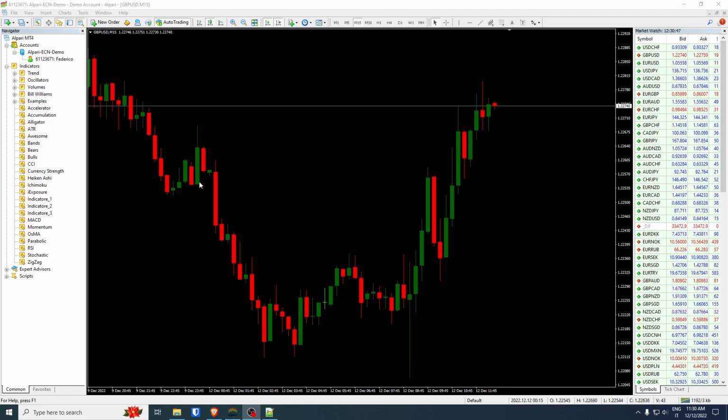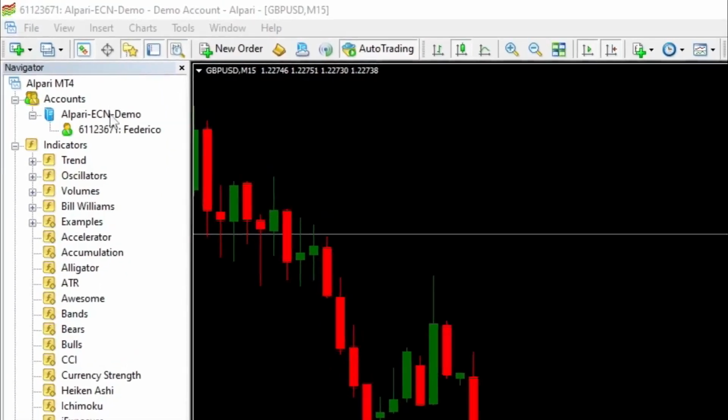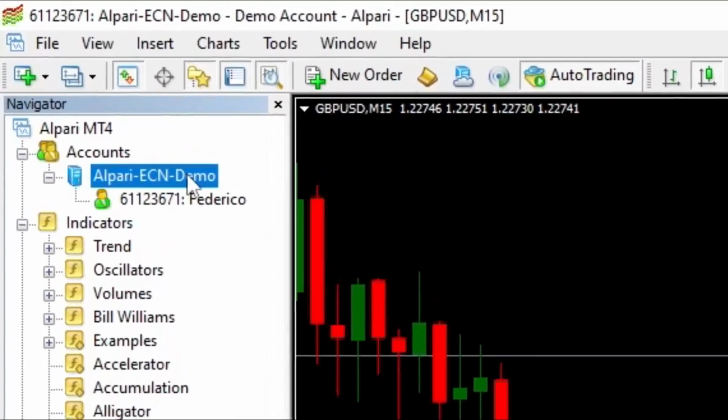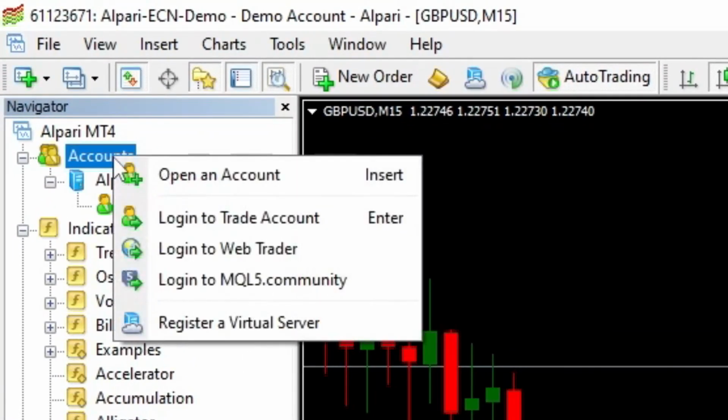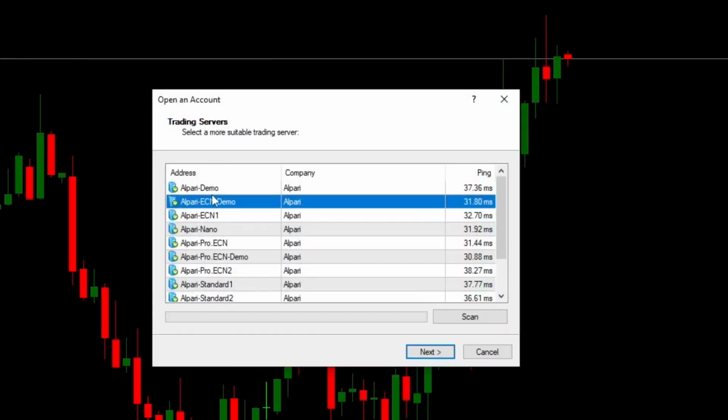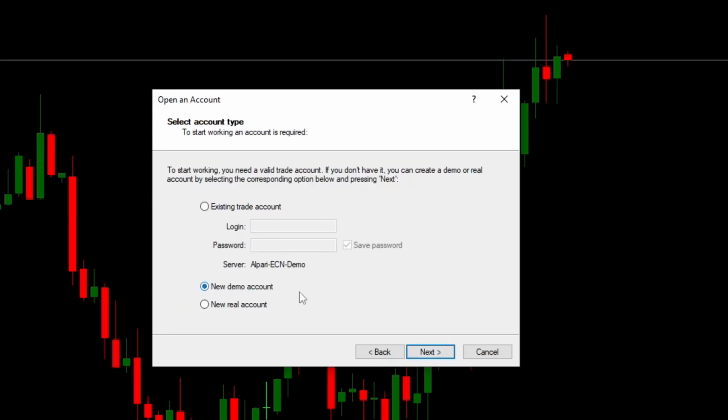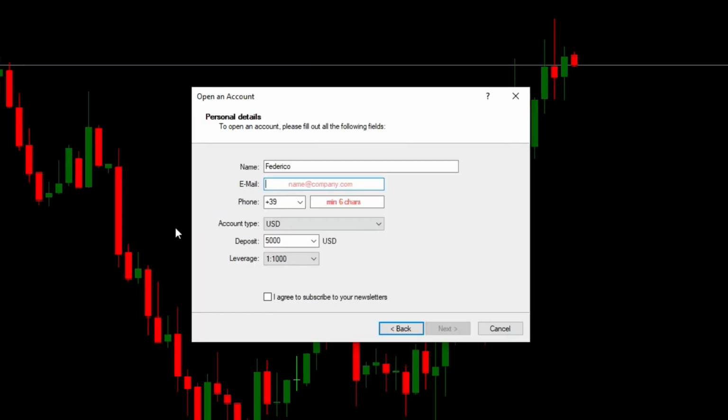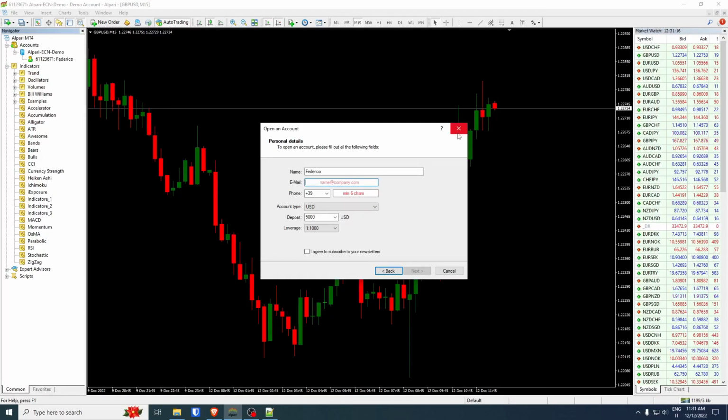First of all, we need to create a demo account. For doing that, we need to go here, Alpari accounts, right click, open an account, select demo account, new demo account. And of course, you have to insert your data in here. Then you click next and you're done.